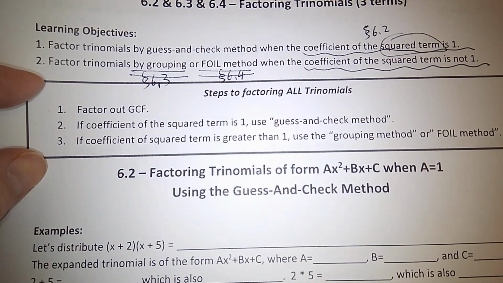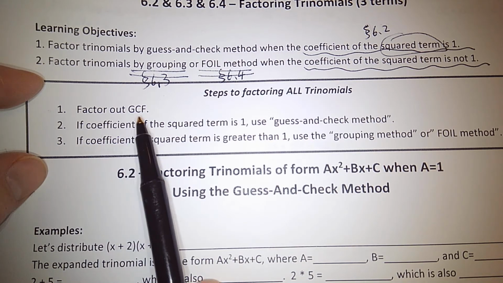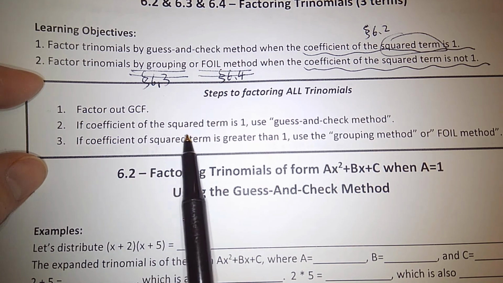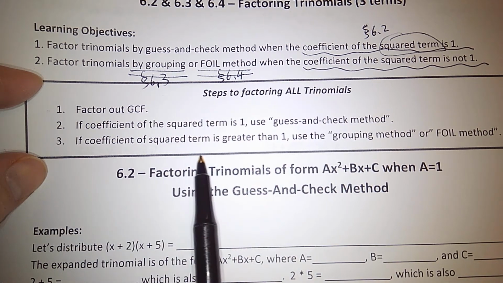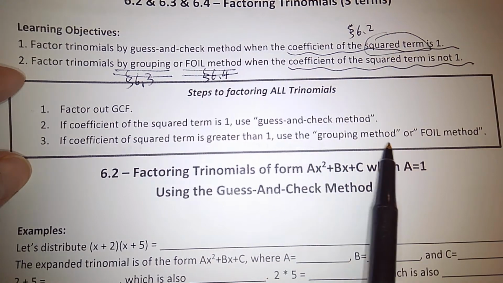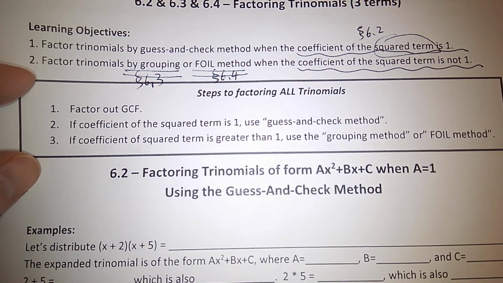I'm going to ask a volunteer to read the three steps for us. Esmeralda, how about you? 1. Factor out GCF. 2. If the coefficient of the squared term is 1, use the guess and check method. 3. If the coefficient of the squared term is greater than 1, use the grouping method or FOIL method. Very good, thank you, okay?